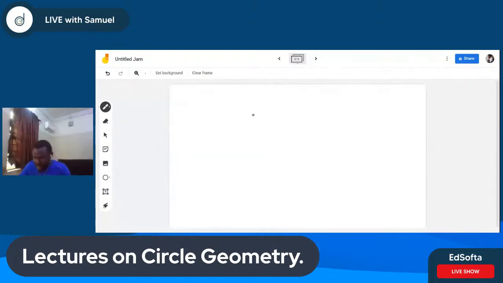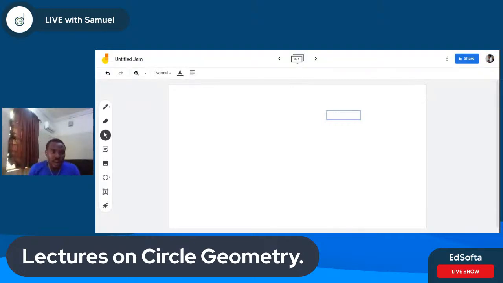So let's look at another theorem. I'll put it up. The theorem states that the angle in a semicircle is 90 degrees. So the angle subtended by a semicircle is 90 degrees.